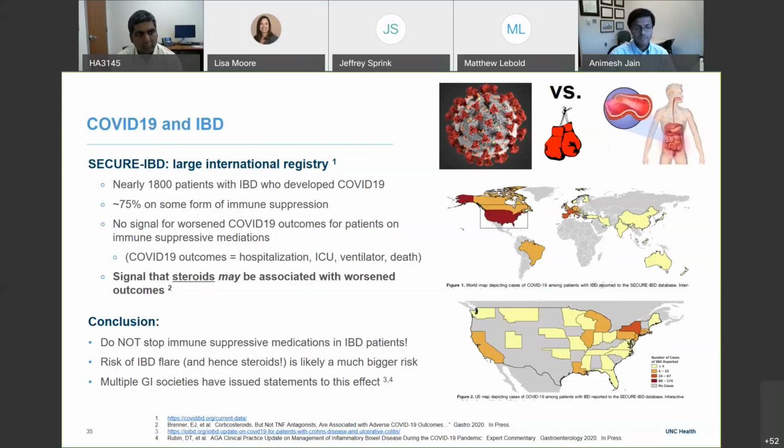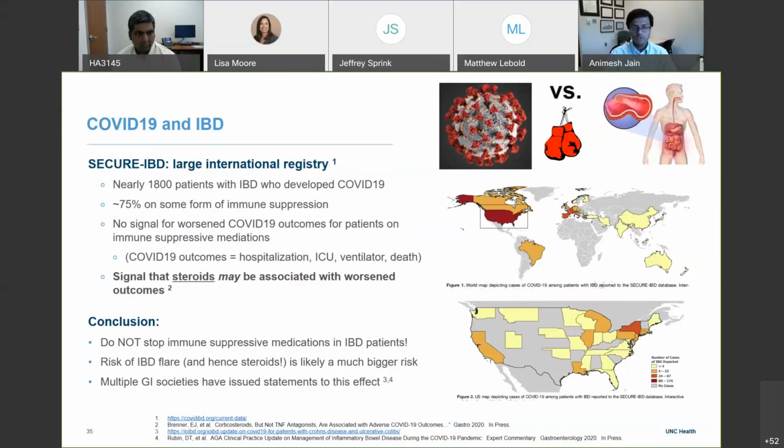And so far, they have about 1,800 patients in the registry with inflammatory bowel disease who developed COVID-19. They have detailed physician reports of what medications the patient was on, how their disease was doing, how their outcomes have been, et cetera. About 3/4 of the patients were on some form of immune suppression, whether that is thiopurine medications, steroids, TNFs, or other biologics.